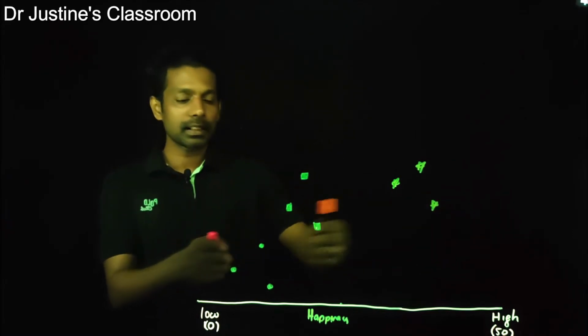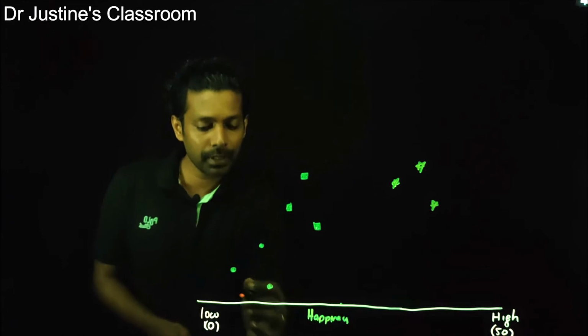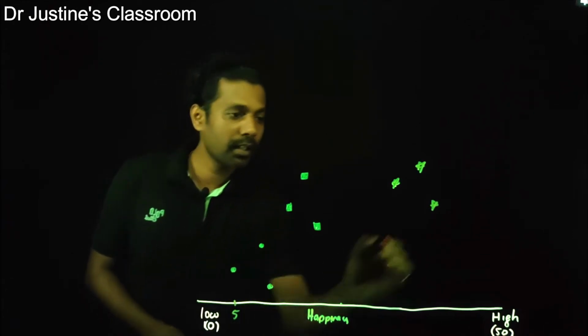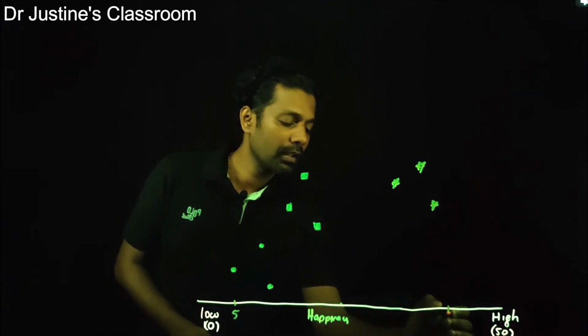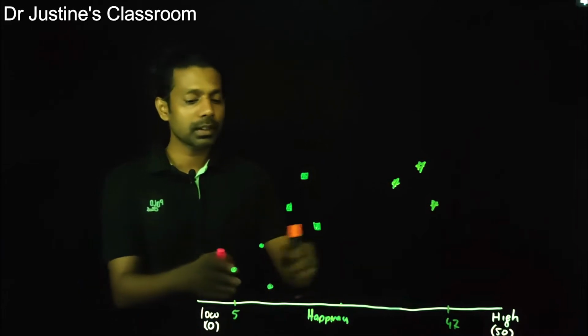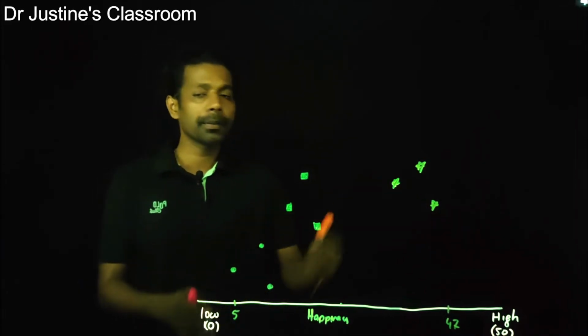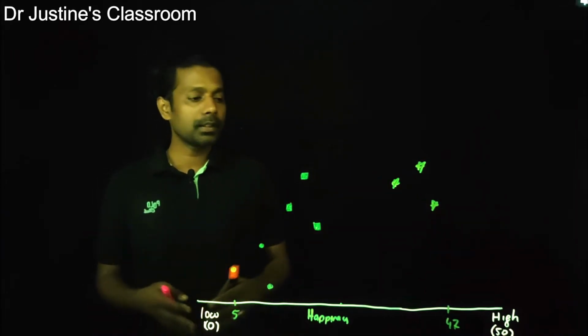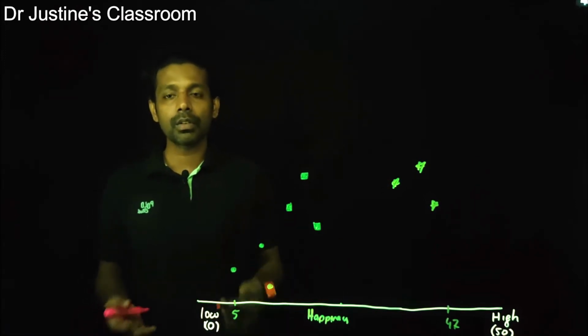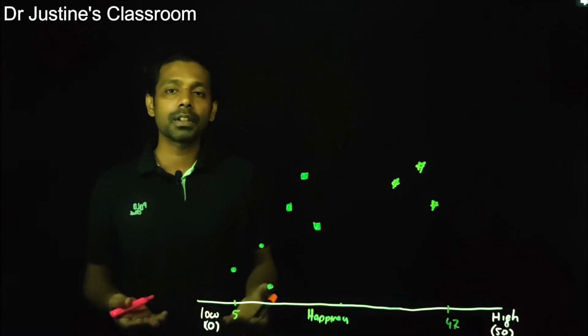The score could be something like 5, and this score could be somewhere like 47, just some random values. So scores are scattered from this end to this end. How do you understand how much the data is scattered? For that, the best measure is standard deviation or the square of standard deviation, which is variance.